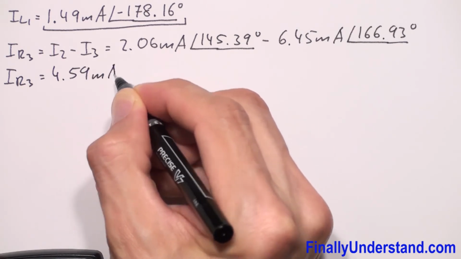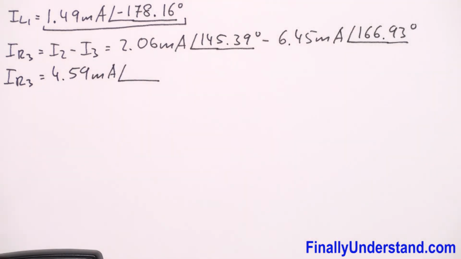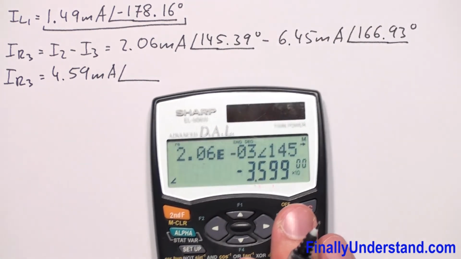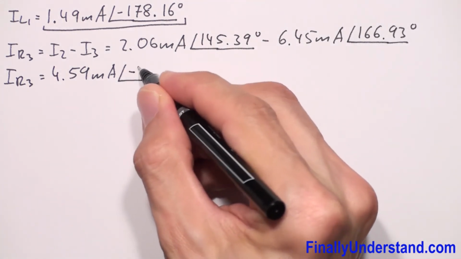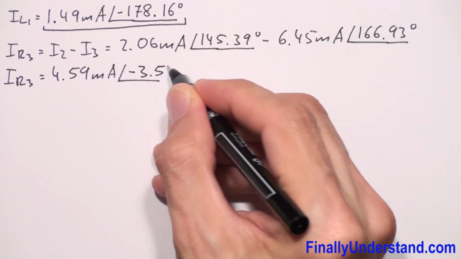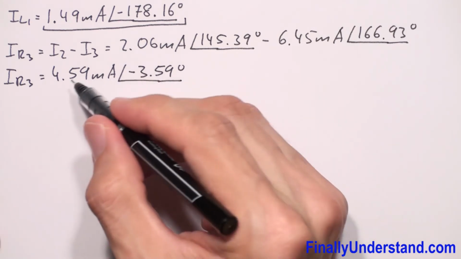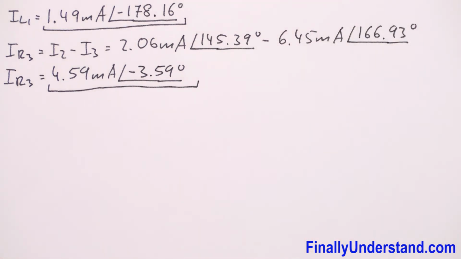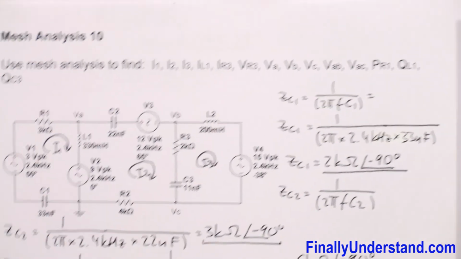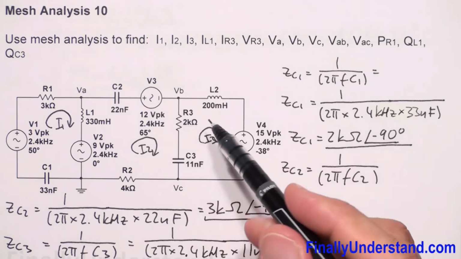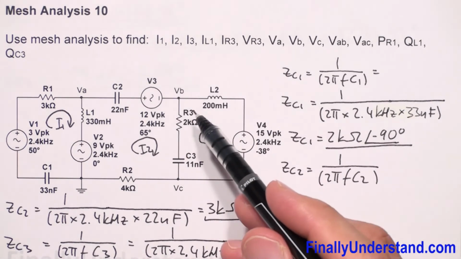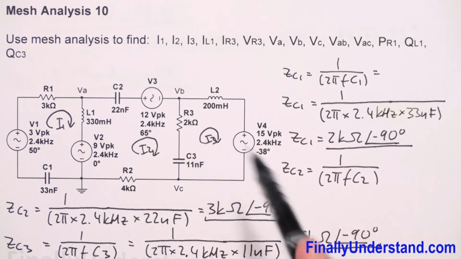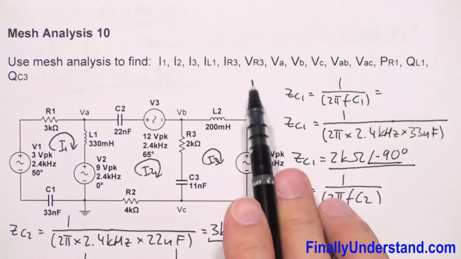So this is 4.59 milliamps and angle of negative 3.59 degrees. Okay, so this is my IR3. Next, I'm supposed to find the voltage across resistor R3. So this is going to be the voltage across this resistor. If I found the current which goes through this resistor, I'm going to use Ohm's law to find the voltage across this resistor. VR3 we have to find.